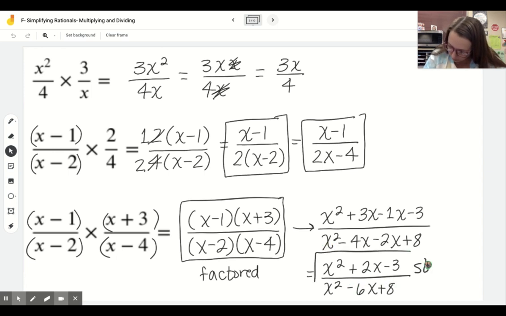And that's standard form. Again, if you're not told which form to do, keep it simple. Leave it in factored form. Okay? These ones are not too bad.